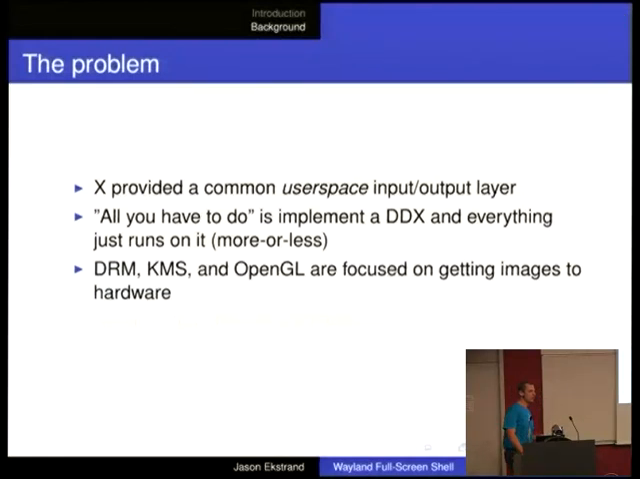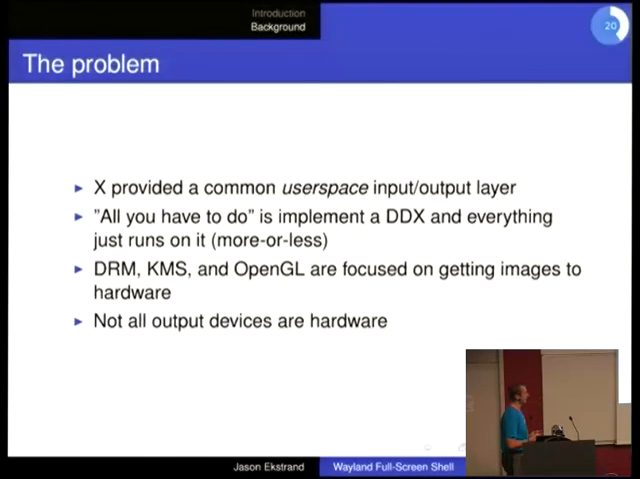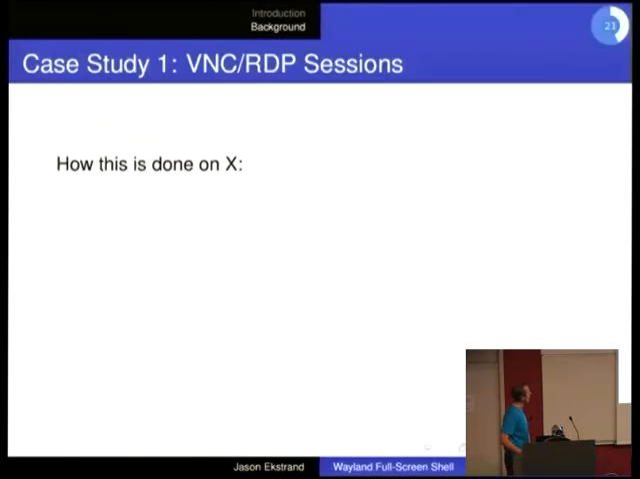Whereas in the Wayland world, we use DRM, KMS, and OpenGL. And these are focused on getting images to hardware. But not everything is hardware. So the current abstractions we have in the Wayland protocol are mostly focused on getting your thing onto some physical screen. And not everything fits into that.